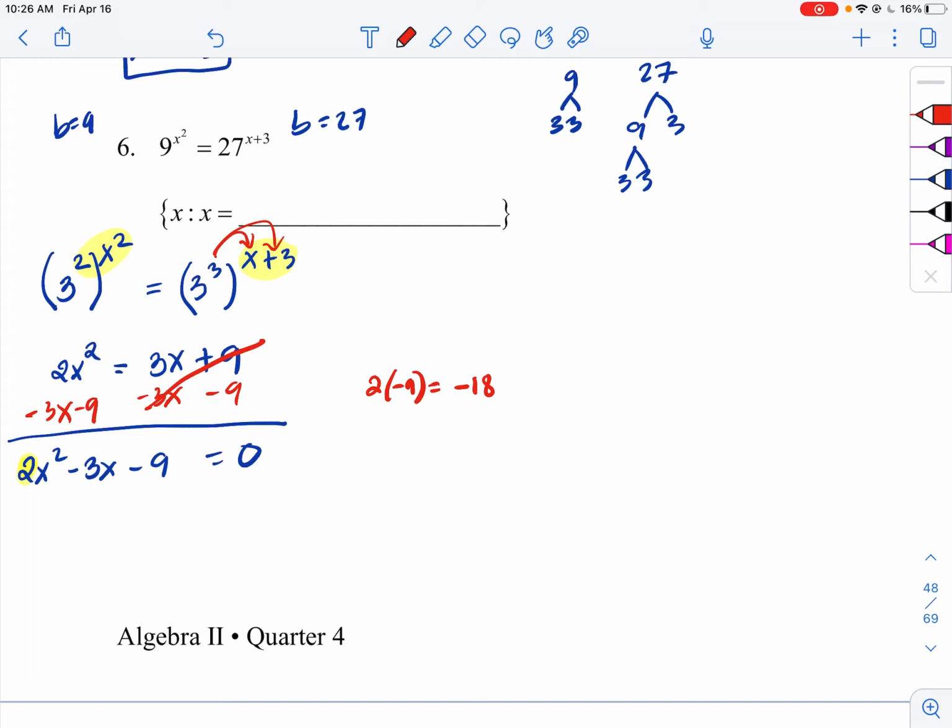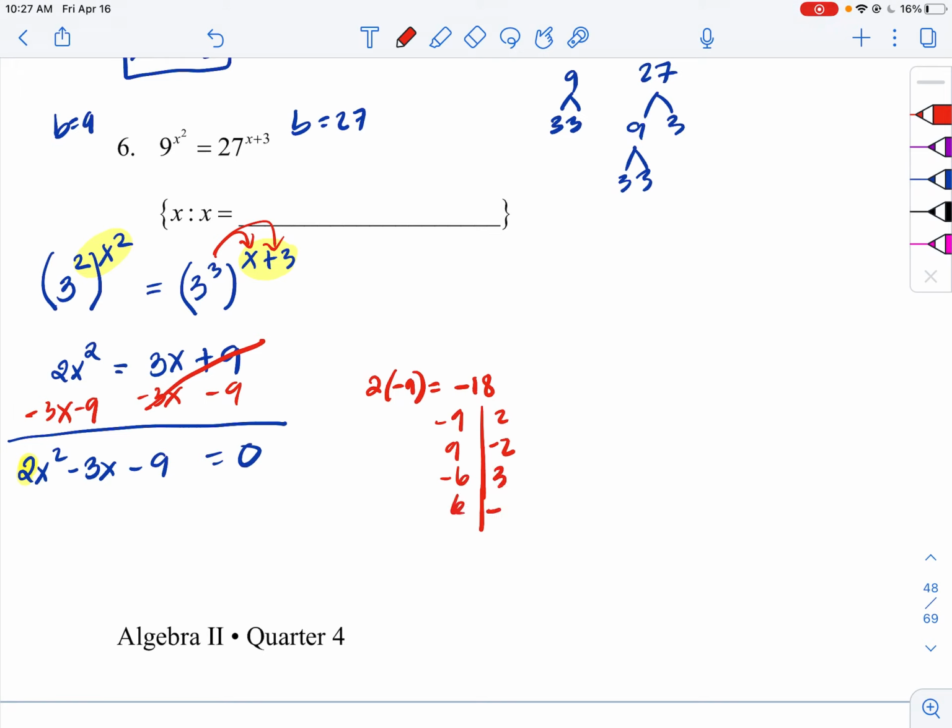So I'm looking for two numbers that when I multiply, I will get negative 18, and when I add, I'll get negative 3. I'll repeat that. I'm looking for two numbers that when I multiply, I'll get negative 18. Okay, and when I add, I have to have negative 3. So that is, so 18 would be 9 and 2, 9 and negative 2, negative 6 and 3, right?